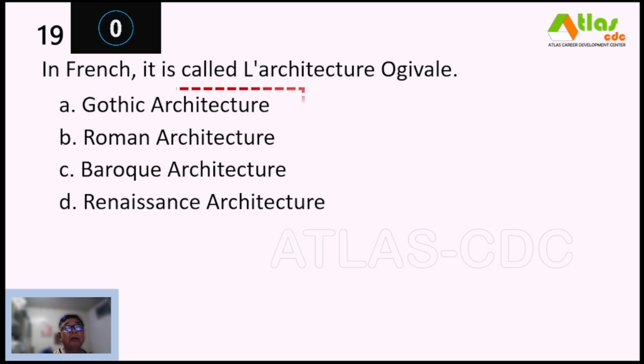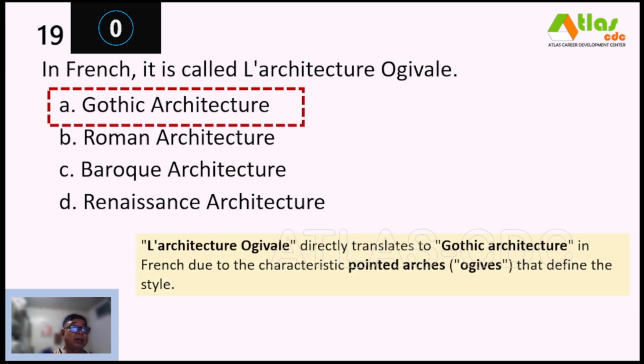And our correct answer is letter A, Gothic architecture. So the architecture ogival directly translates to Gothic architecture in French due to the characteristic pointed arches or ogives that define the style.